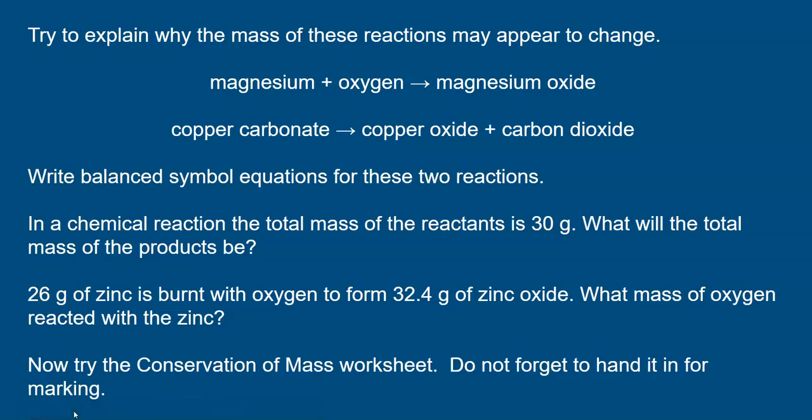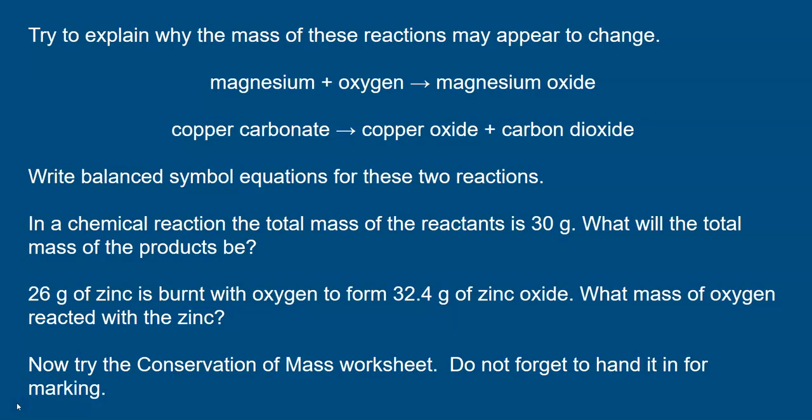So, again, something for you to have a think about. There's several questions here. Try to explain why the mass of these reactions may appear to change. You've got magnesium plus oxygen and then heating copper carbonate. Try and write balanced symbol equations for those reactions. And then a couple of little questions for you to think about. So again, pause the video and just spend some time working out the answers to those questions, and then I will go through them with you.